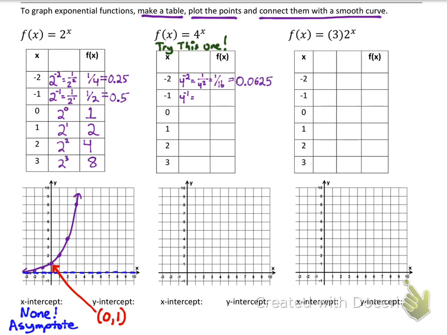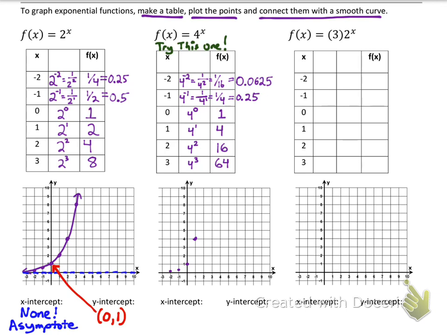4 to the negative first is 1 over 4 to the first. That's 1/4, and we get 0.25. 4 to the 0 is 1, because anything to the 0 power is 1. 4 to the first is 4. 4 squared is 16, and 4 to the third is 64. So we plot those points. Notice I can't plot even x equals 2 because that's 16. That's off the top of the graph.